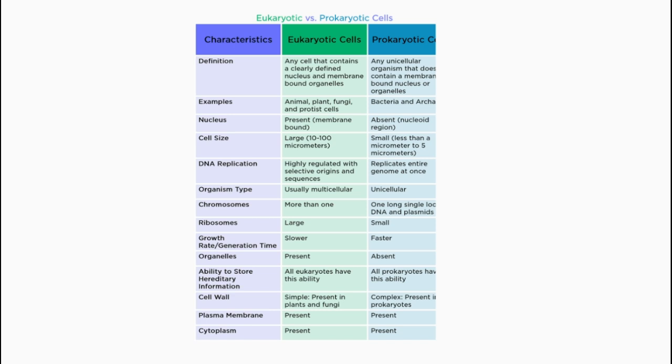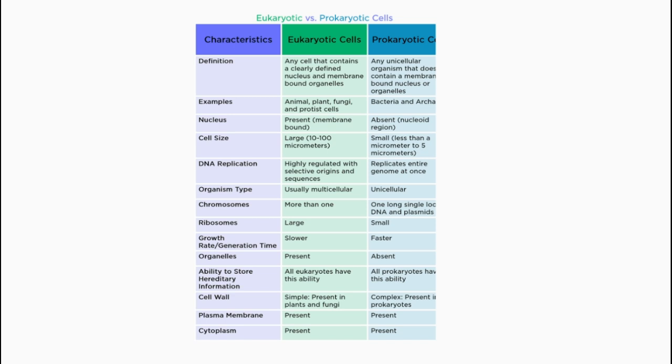And we very much have a plasma membrane, and plasma membrane is the same thing as a cell membrane. It's just another term for membrane, basically. The cell membrane, plasma membrane, it all means the same thing. And then the cytoplasm is very much present.